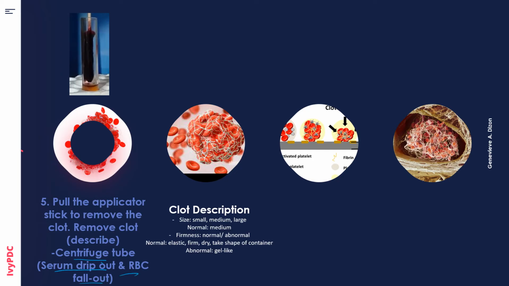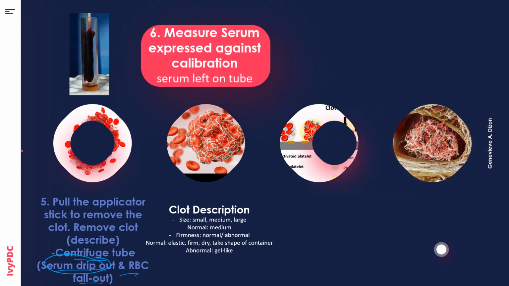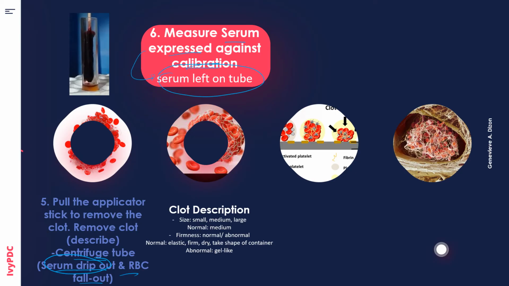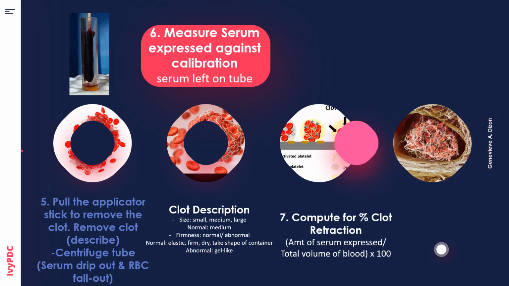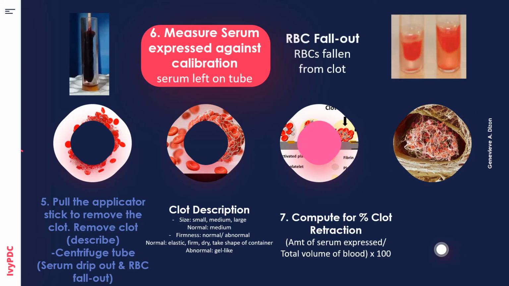After removing the clot, centrifuge the test tube to check for the RBC fallout and the serum drip out. A total serum drip out is known as the serum expressed, and this can be measured after centrifugation directly against the calibration of the calibrated tube. Again, serum expressed refers to the serum that was left on the tube after removing the clot. RBC fallout refers to the red blood cells that have fallen from the clot.